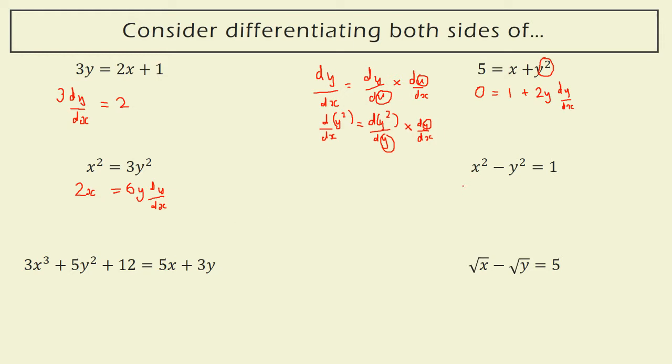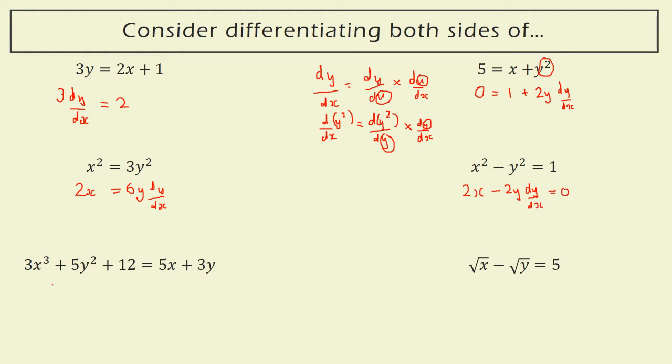X squared will differentiate to 2x. Y squared, we differentiate with respect to y, and we put dy by dx on the end. The chain rule again. And the one, constants differentiate to 0.